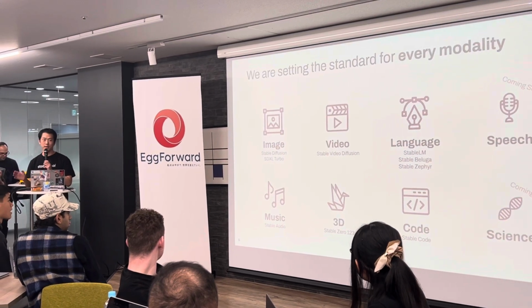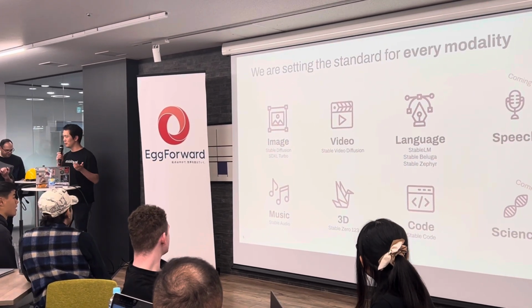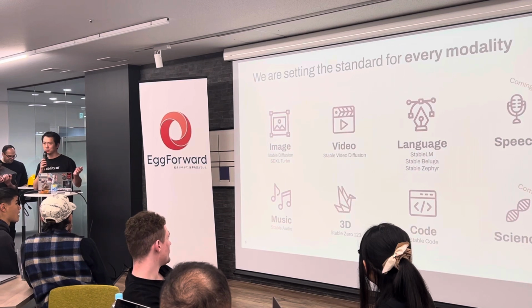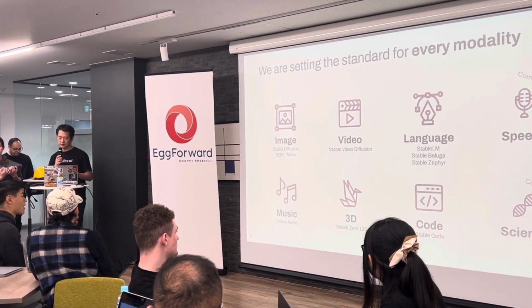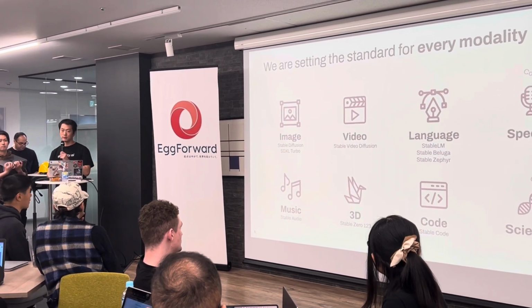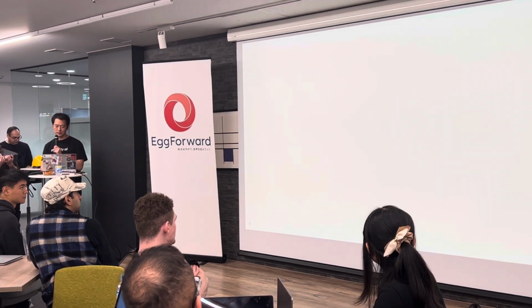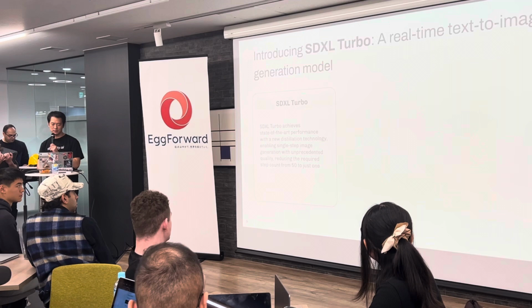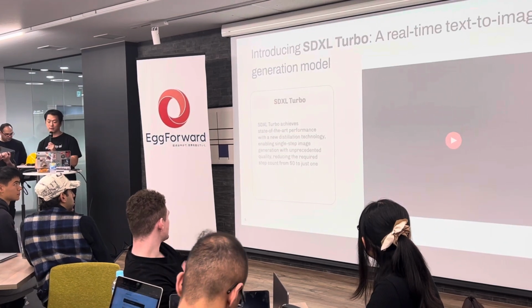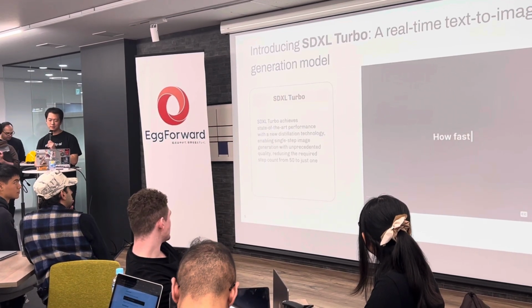Some people think we only make image models, but actually we make all sorts of models. We have image generation, video generation, 3D generation, language models, and all that stuff. So you can try those out. Stable Diffusion is our most famous thing. We also have real-time image generation.